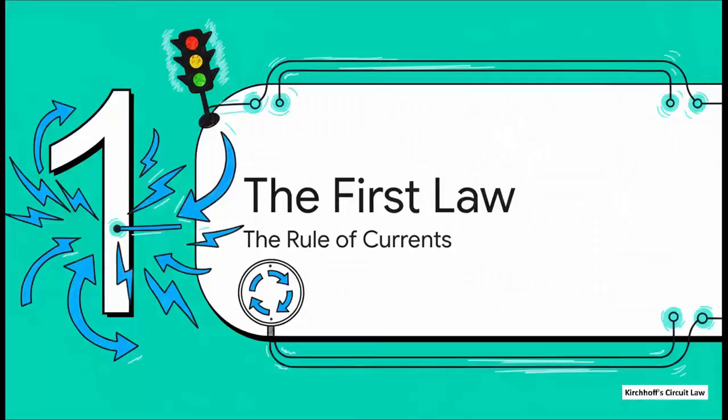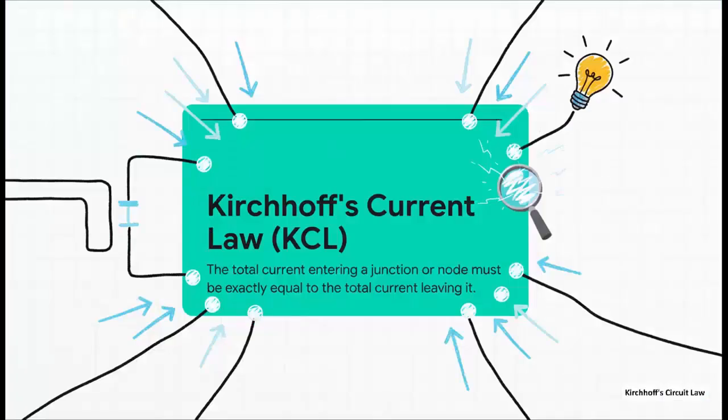Okay, let's kick things off with his first law. This one is all about tracking the flow of electricity. You can think of it as the rule for electrical traffic. So, Kirchhoff's current law, or KCL as we'll call it, is beautifully simple. It just looks at any point in a circuit where wires come together. We call that a junction or a node. And all the law says is this. Whatever amount of current flows into that point has to be the exact same amount of current that flows out.